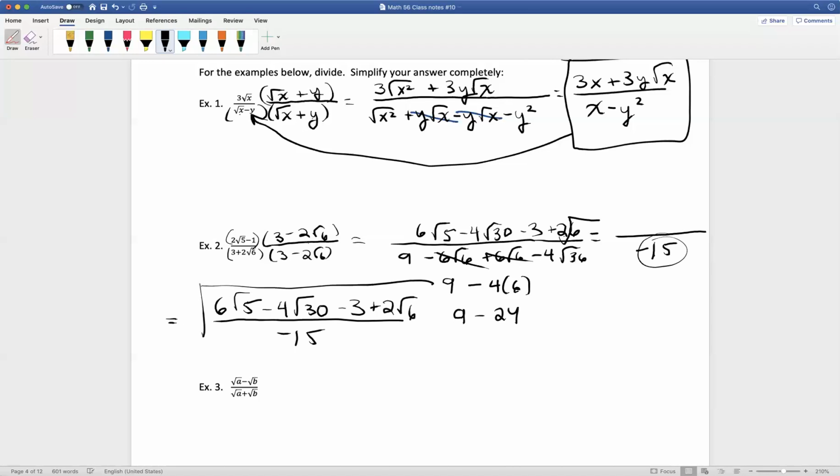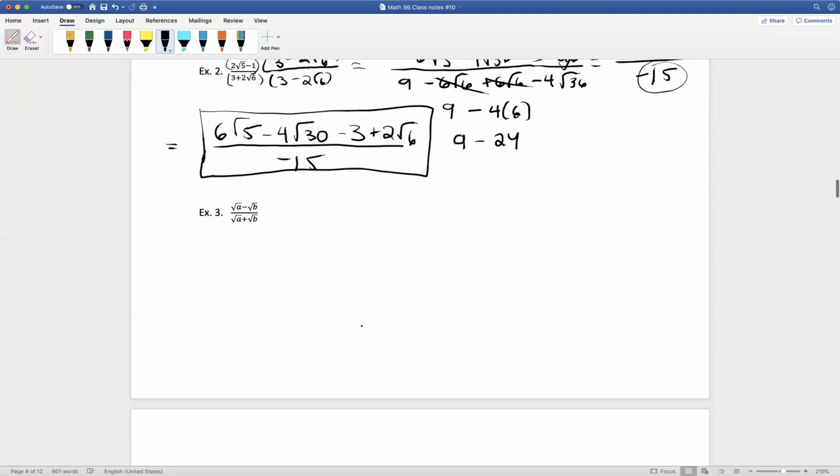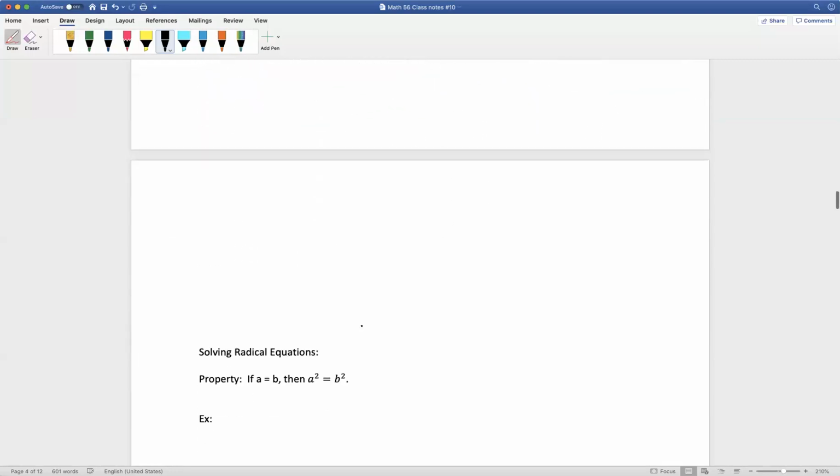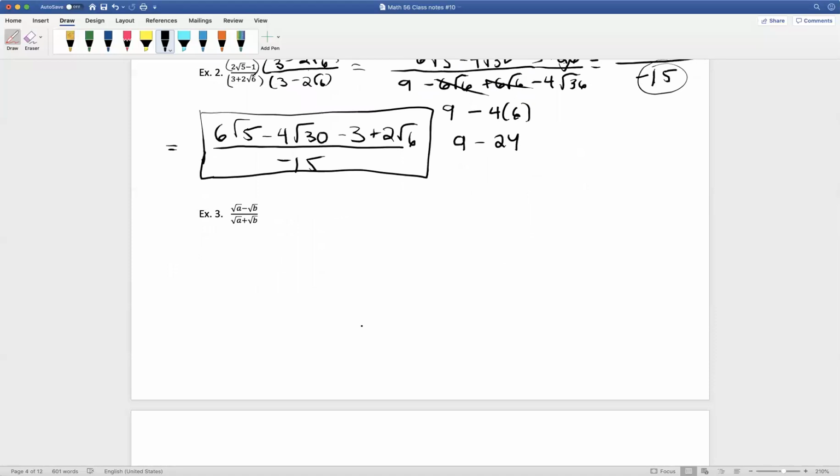Look at this hideous mess. It is not beautiful, but it is the answer. So we got rid of all the radicals in the denominator. We don't have any perfect square factors in 5, 30, or 6. This is what our answer would look like simplified completely. Try one more. Try example number 3 and see what you can do to divide these two.